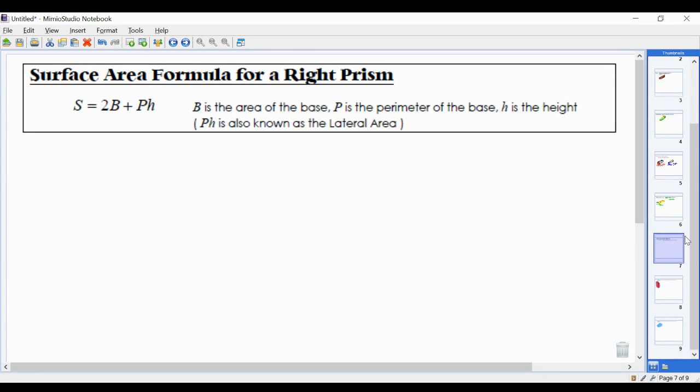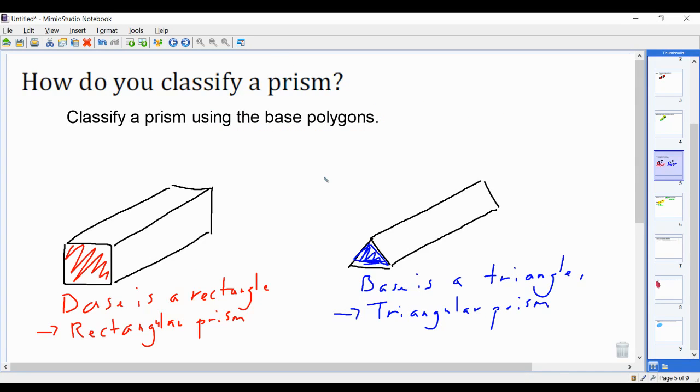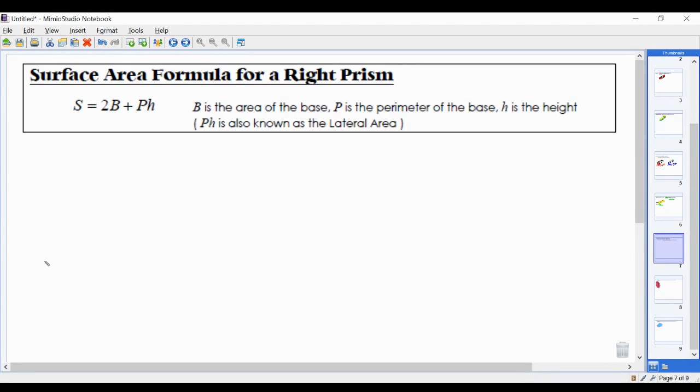So fortunately, we have a nice formula for this, and it makes it really easy to solve for the surface area of any prism, any right prism. So just like the prism that I showed you here, the rectangular prism and the triangular prism, this formula will work for both these types of prisms. So let's see how we use this.